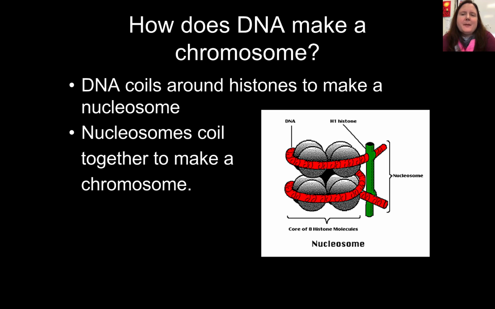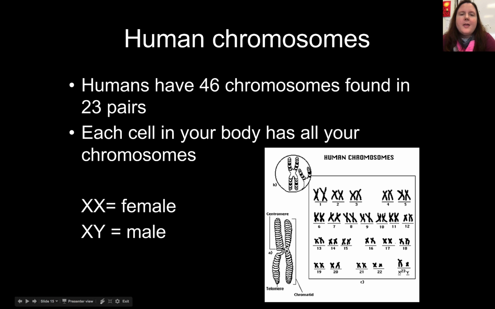So how does DNA make a chromosome? DNA coils around a protein called a histone to make what's called a nucleosome. So in this picture here, you can see a nucleosome where we have DNA folding or coiling around histones, and it makes this nucleosome. Then it just continues to build into this shape here that we see, which is kind of the traditional shape of a chromosome that you're used to seeing.